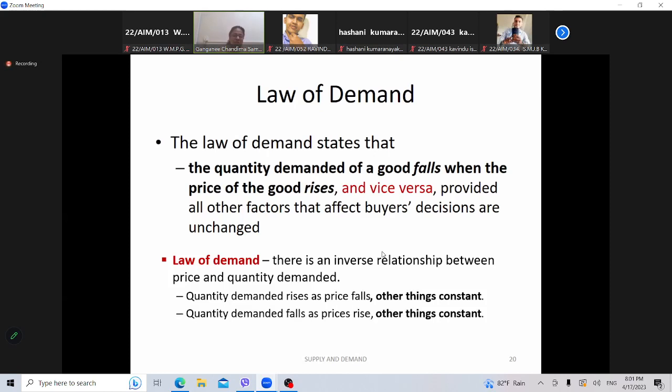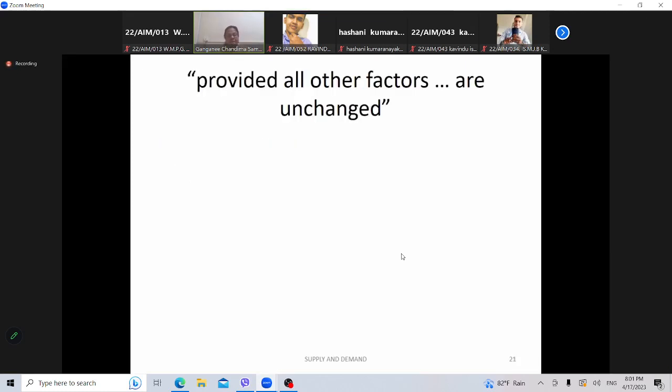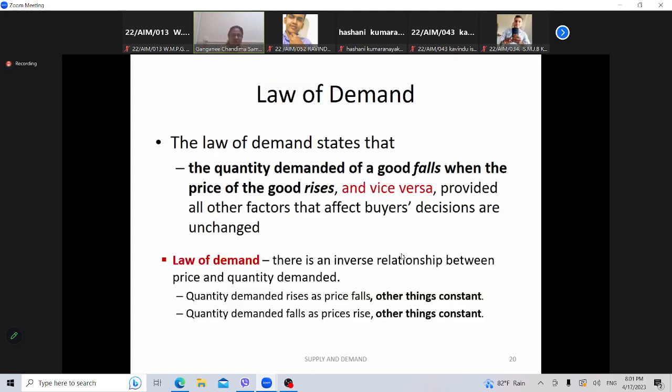Then quantity demanded falls when price rises, every time in the opposite direction. Okay. So another point comes here, provided all other factors are unchanged. See here, the law of demand says all factors constant.